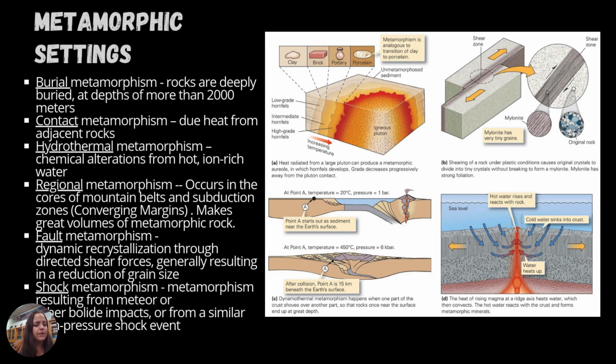We also have fault metamorphism, where there is recrystallization through shear stress. So when rocks are basically scraped next to one another, we can see minor amounts of metamorphism between the two. It can change things like the grain size and some really small amounts of recrystallization. And then shock metamorphism is a result of meteorite impacts. If a meteorite impacts rocks on Earth, it's a high pressure shock event. There's going to be a lot of heat. And from that, we can get things like shock quartz, which I'll show you in a little bit.